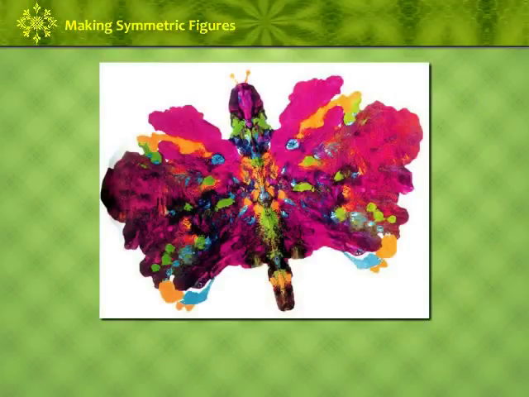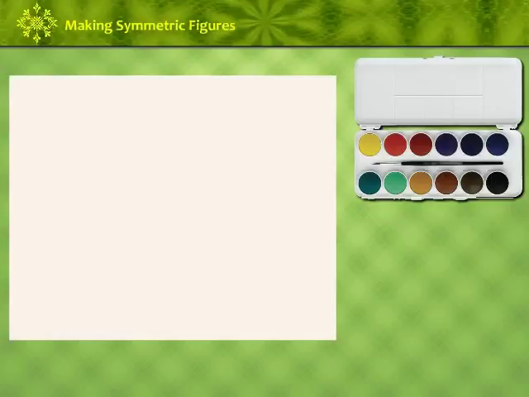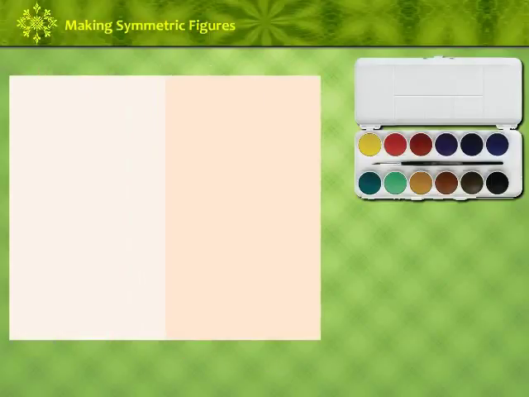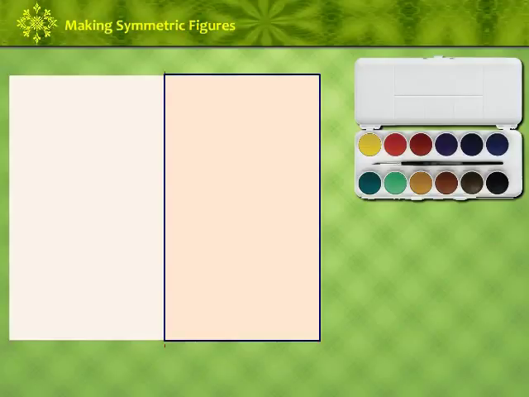Let us learn about blot painting method. Take some watercolor and a sheet of paper. First, fold the sheet into half so that we get a center line. Now, open it. Can you see the line in the middle? We can see that this line divides this page into two equal parts.